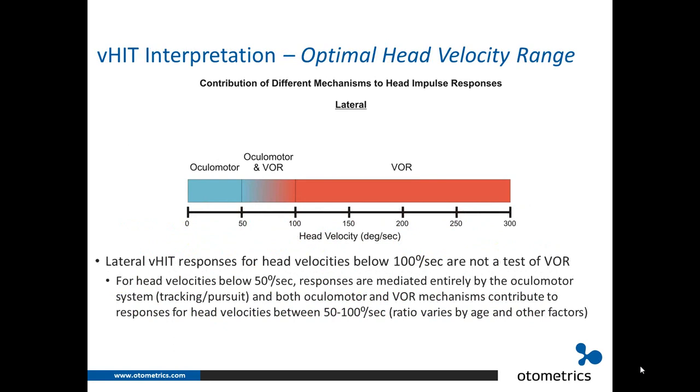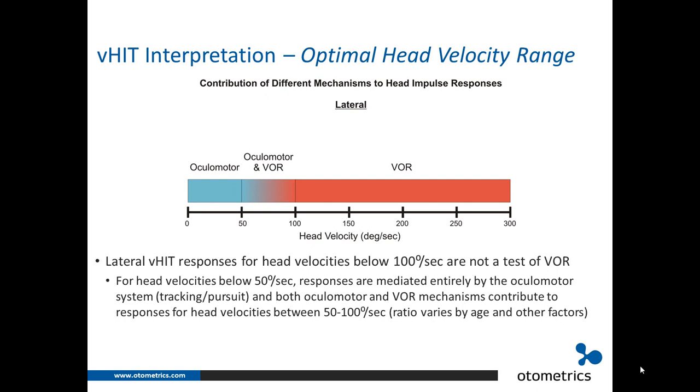But first, we need to understand the contribution of different mechanisms that participate in the head impulse test. Both the visual and vestibular systems are involved in head impulse testing. But as we discussed before, the visual system is much slower than the vestibular system. So the key to the head impulse testing is to use fast enough head velocities that are outside of the operational range for the visual system.